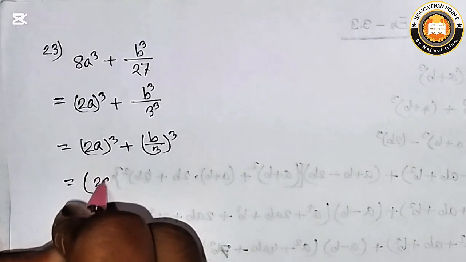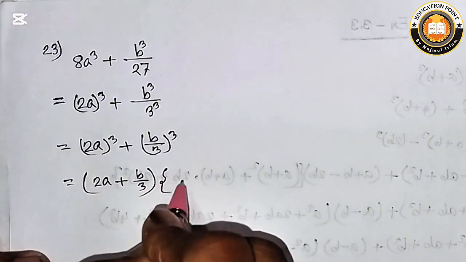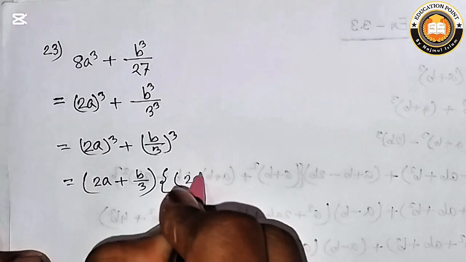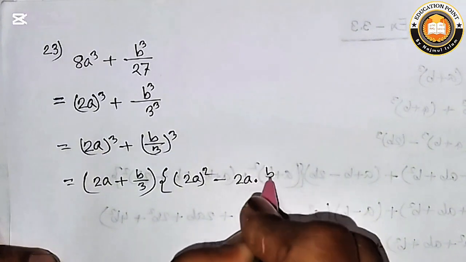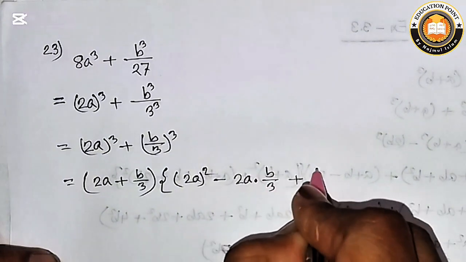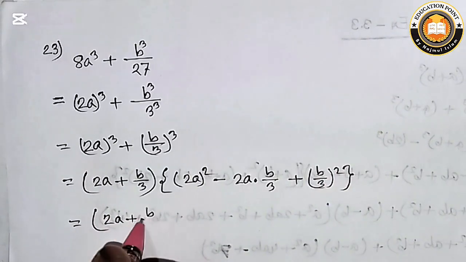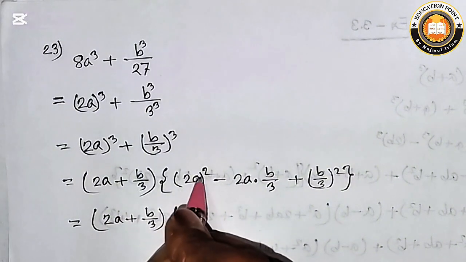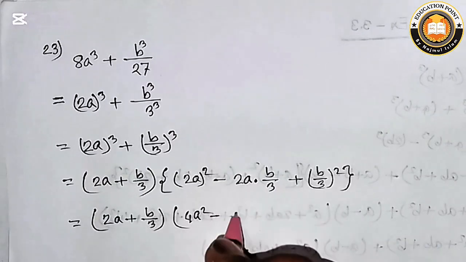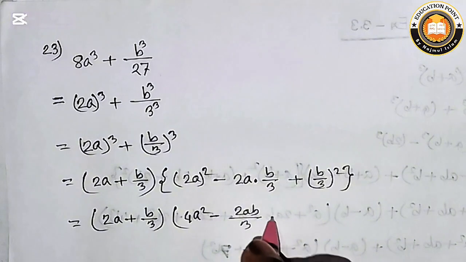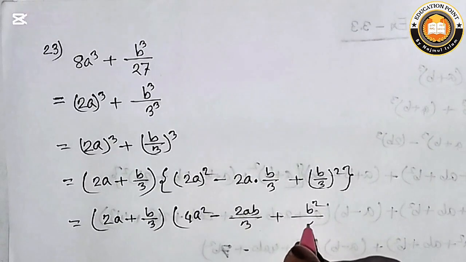Here a means 2a, b means b by 3, into a square means 2a whole square, minus a means 2a into b means b by 3, plus b square means b by 3 whole square. 2a plus b by 3 into square value of 2 is 4, then a square minus 2ab by 3 plus square value of b is b square, square value of 3 is 3 square, that means 9.